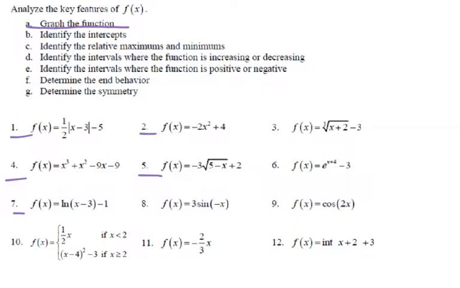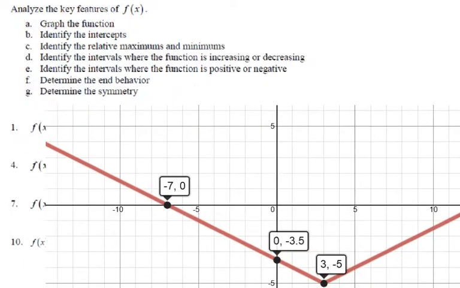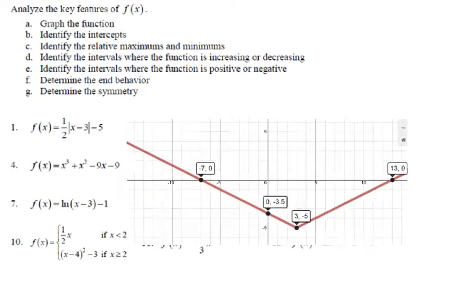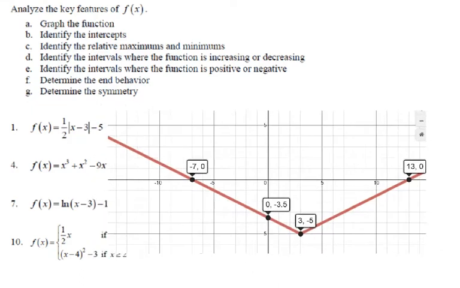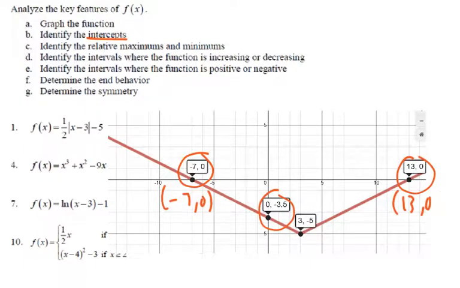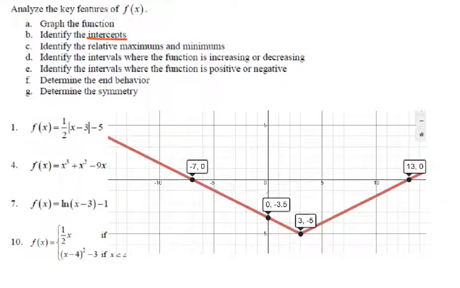So let's take a look at our first graph. So here's our first graph. Okay, this is number 1. It's absolute value, obviously. So looking at this, here are our x-intercepts and our y-intercepts, right? You just write them as the points, (-7, 0), (13, 0), and so on. So that's our intercepts.